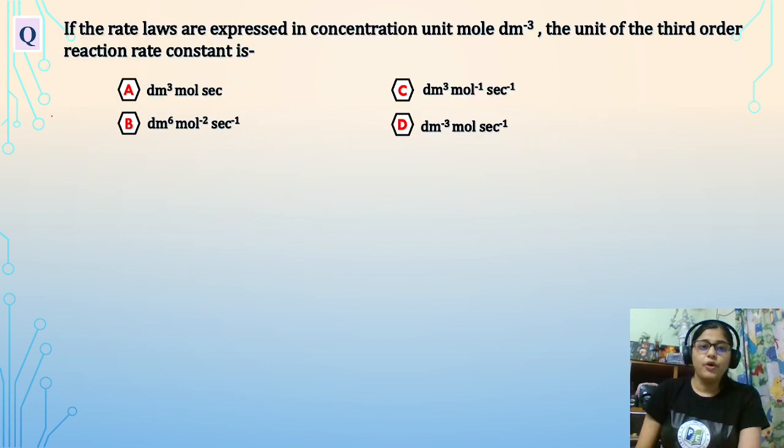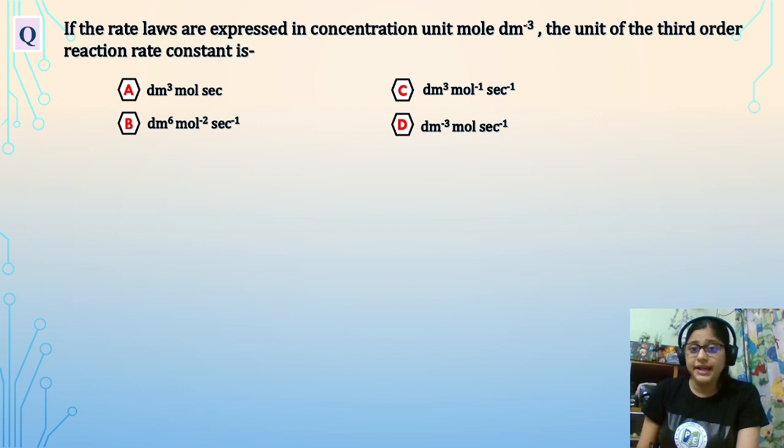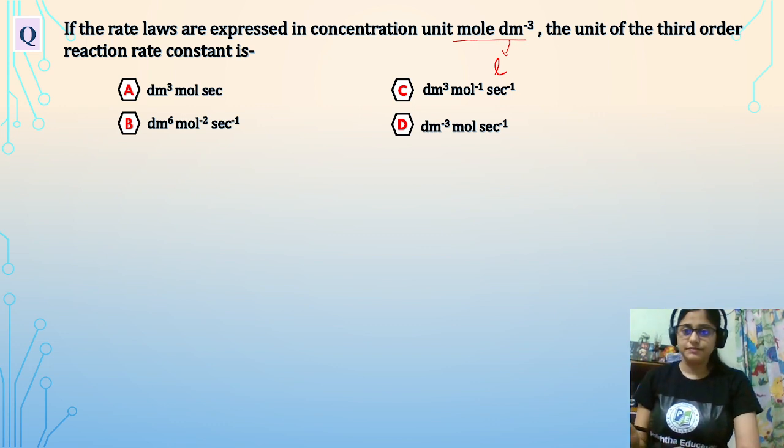Next. If the rate laws are expressed in concentration unit mole decimeter to the power -3, concentration is mole per liter. We are not changing decimeter to liter here, because it is given and we have to choose an answer with respect to decimeter only. So here we should calculate the unit of the rate constant of a third order reaction.